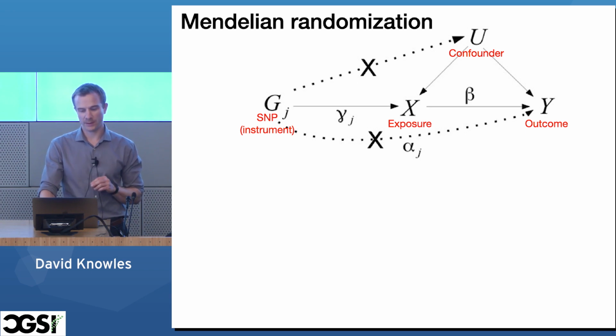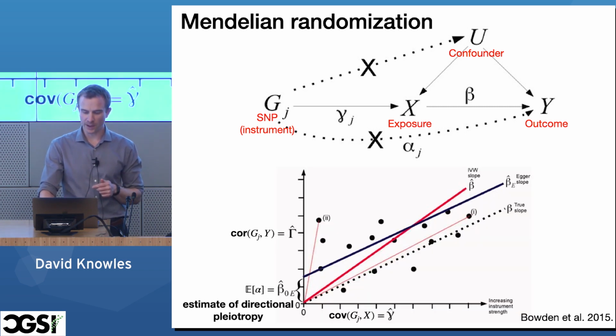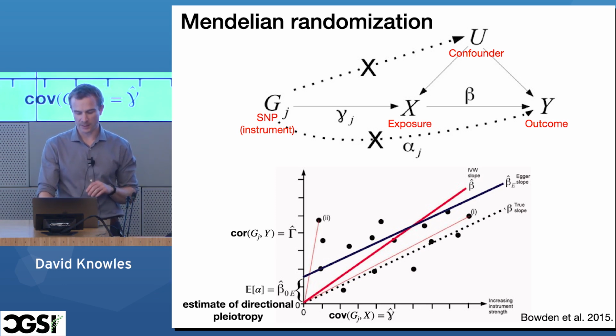One is that the SNPs are not associated with the confounder U, and the other is that they only affect the outcome Y through the exposure X and not through any other path. It turns out when you have multiple SNPs that are associated with your exposure, you can actually relax that second assumption a little bit. That's through an approach called Egger regression, which is illustrated here. Every point in this figure is a SNP. The x-axis is the correlation between the SNP and the exposure, and the y-axis is the correlation between the SNP and the outcome.